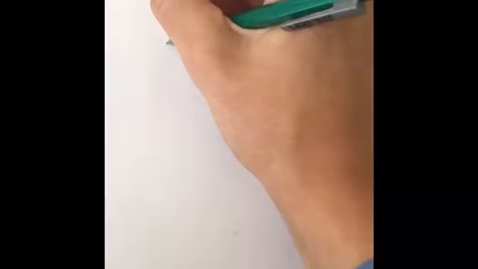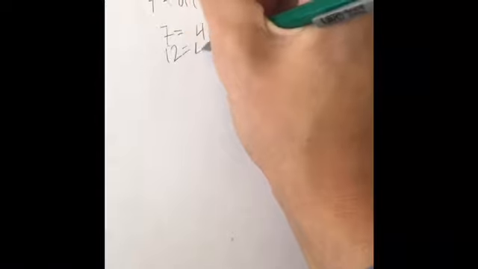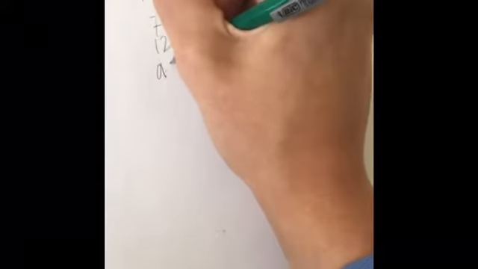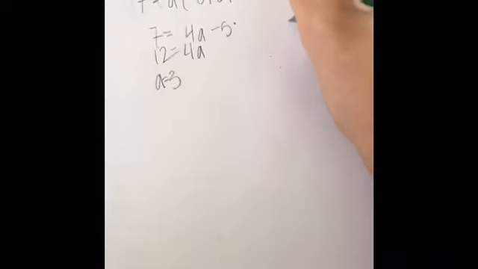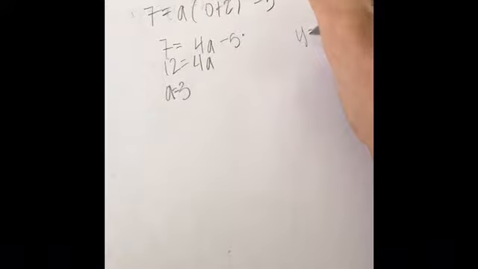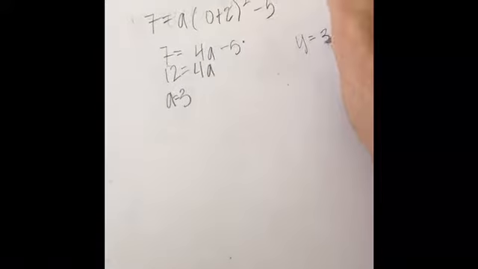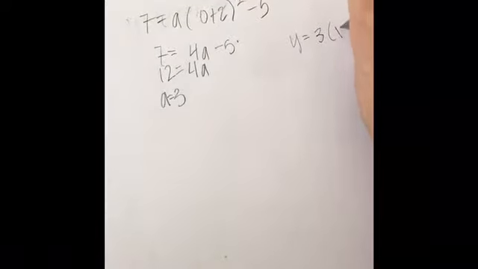So then you'd move your 5 to the other side next to 7. So it'd be 12 equals 4a. So your a is equal to 3. And then using that, you would just go from there and write it in vertex form. So your answer would be y equals 3(x plus 2) squared minus 5.